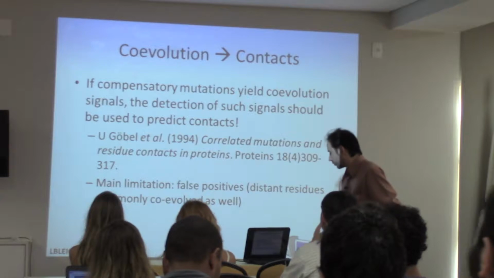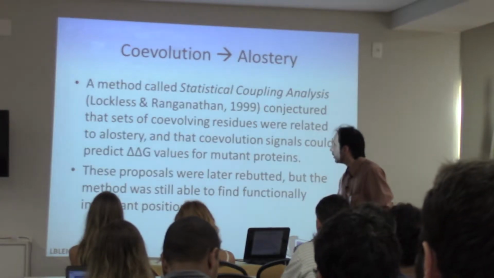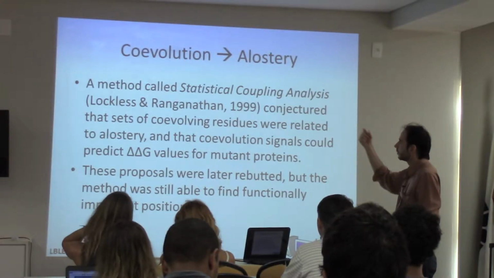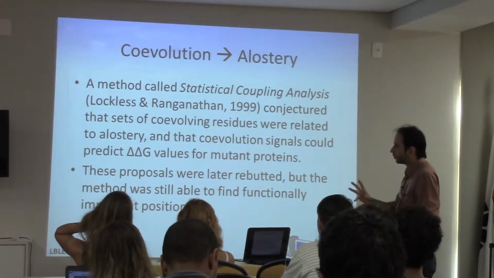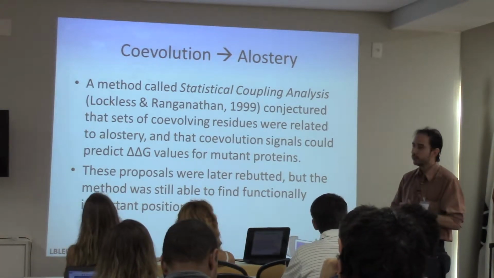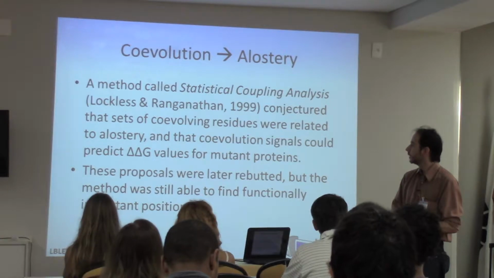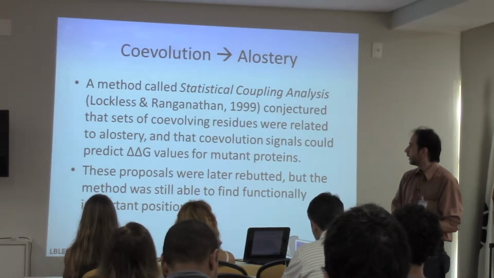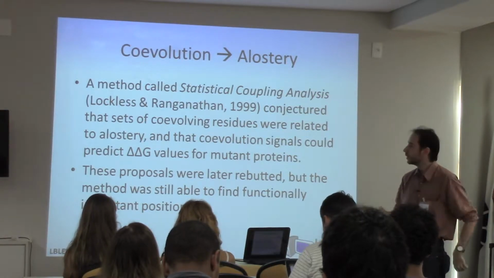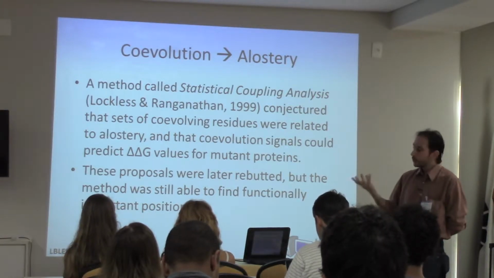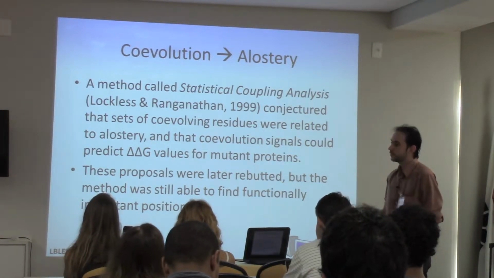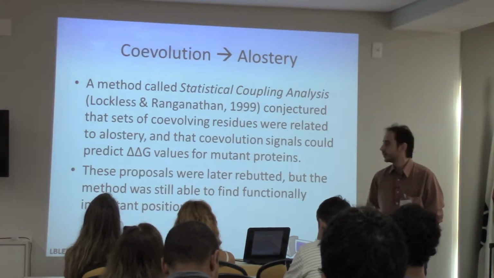So this was a bit dormant for some years. Then in the late 90s there was a group led by Ranganathan who proposed a new interpretation of why there were those coevolved sets of positions in protein families. He proposed that when one found a set of residues which appear simultaneously, they could be related to a loss theory, and that those coevolution signals could be used to predict delta G values for mutation studies.